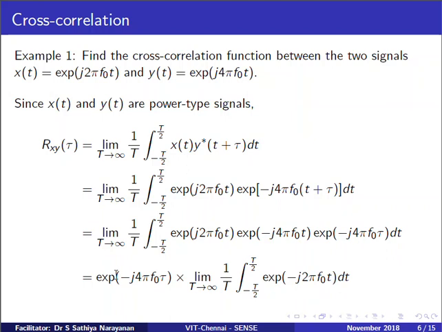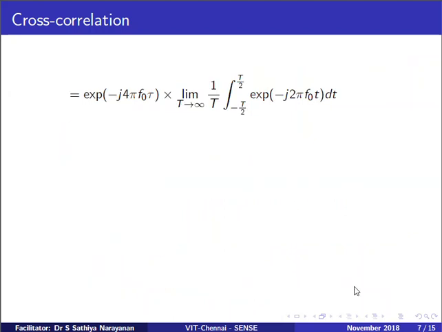So the term comes first, then times limit t tends to infinity 1 divided by t integral minus t by 2 to t by 2, and of course the remaining two terms can be combined. When added, it results in exponential minus j 2 pi f naught t dt. So the constant term is taken outside, and the remaining two terms are combined.